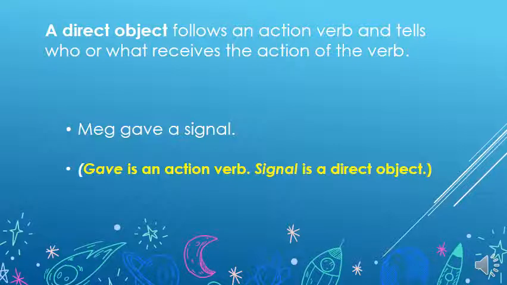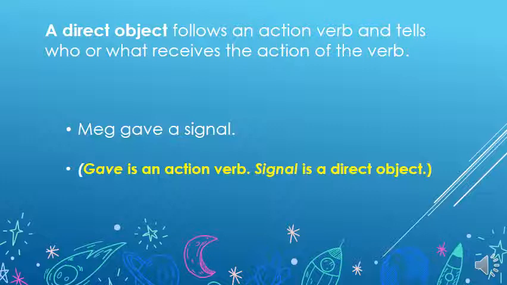So let's look at the direct object. The direct object follows an action verb and tells who or what receives the action of the verb. Who or what receives the action. Okay, so let's focus here on the direct object. The direct object follows an action verb. An action verb. Of course, you remember action verbs and linking verbs.